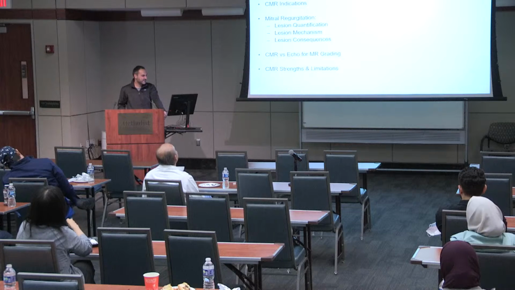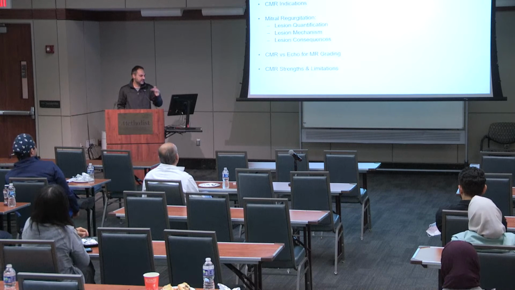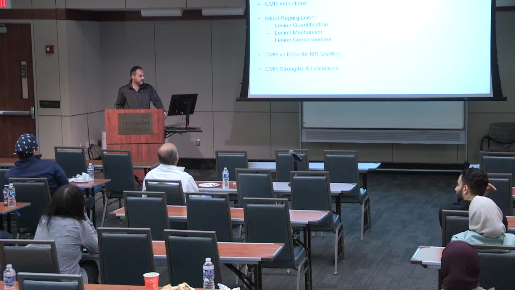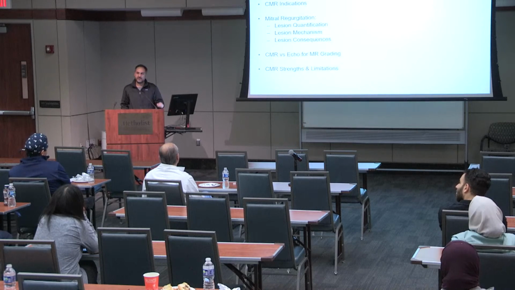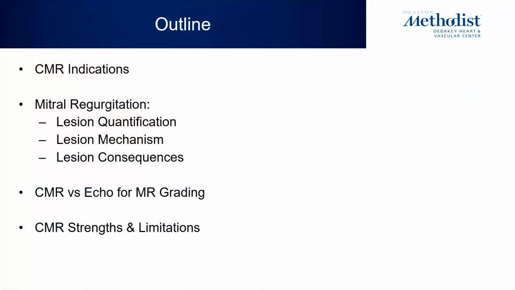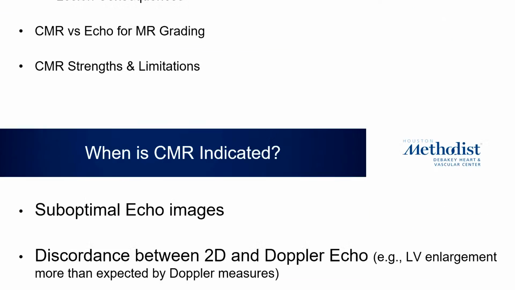This is the outline of my talk. We're going to talk about indications, essentially the last slide that Dr. Faza showed, then mitral regurgitation, quantification, mechanism, consequences. Then how do we grade MR on echo and on CMR? Some nuances about this, and then finally one slide about the strengths and weaknesses.